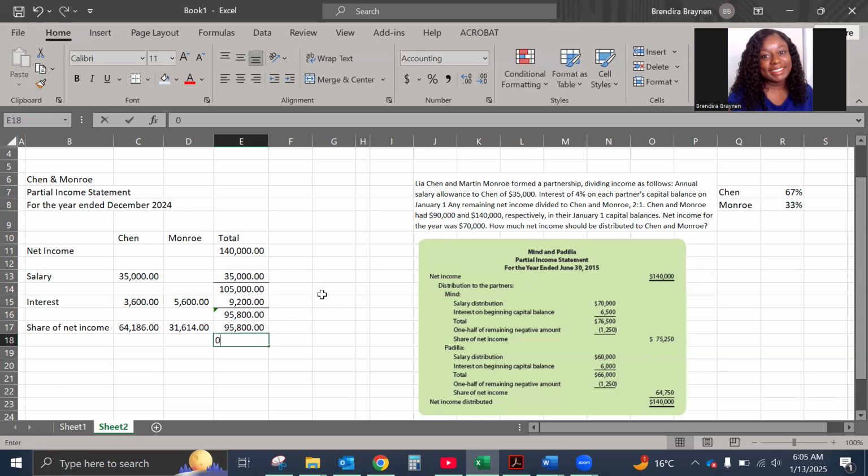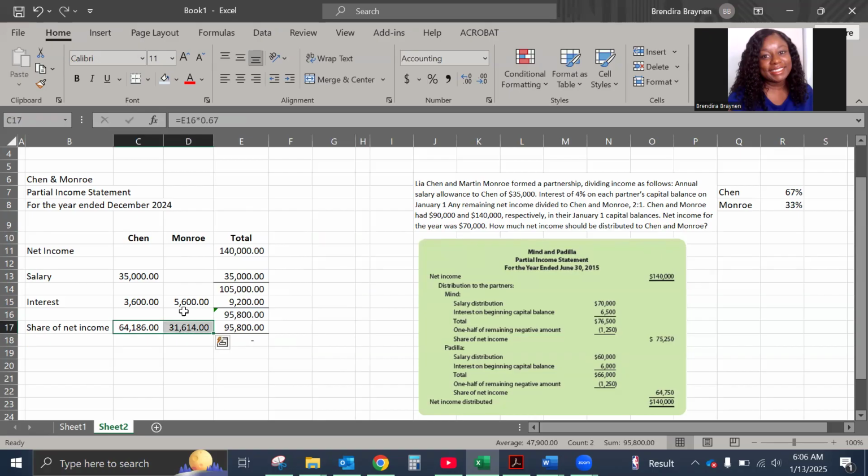When I subtract, I should have a difference of 0. Once I have that difference of 0, I know I'm done with the total side. The only thing left to do, because the question asks how much net income would be distributed to Chen and how much to Monroe, is the following.